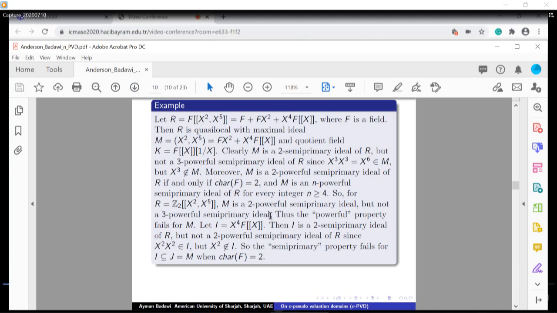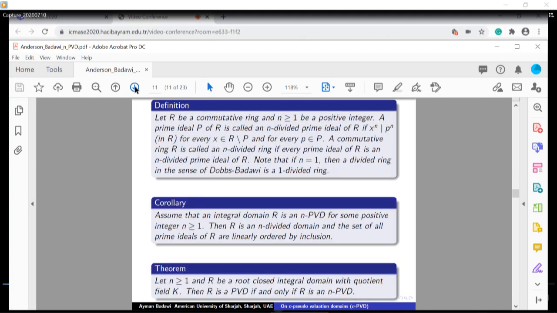We do have an example of n-powerful semi-primary that is not m-semi-primary when m is bigger than n. And here is the example. You can look at it, or you can look at the whole paper. All right.